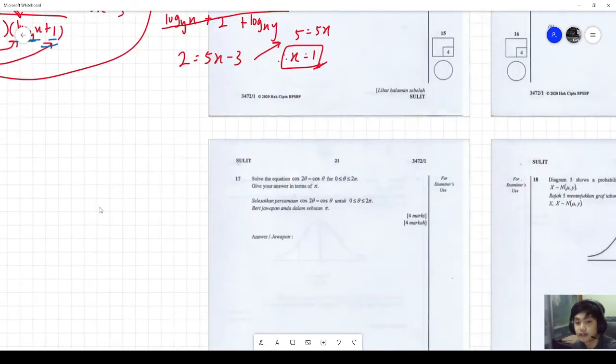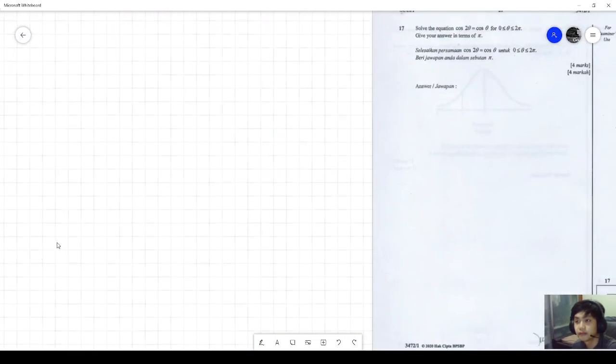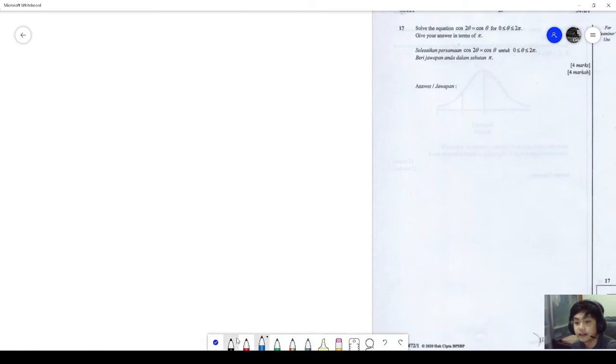So moving on to 17. For question 17, we have to solve the equation cos 2θ equals cos θ for 0 less than θ less than or equal to 2π. So here, cos 2θ equals cos θ. cos 2θ is a double angle, so there are a few identities that we can work with here, where cos 2θ has 3 forms. We can say 2 cos² θ minus 1.